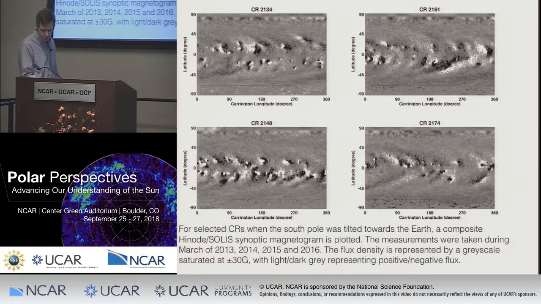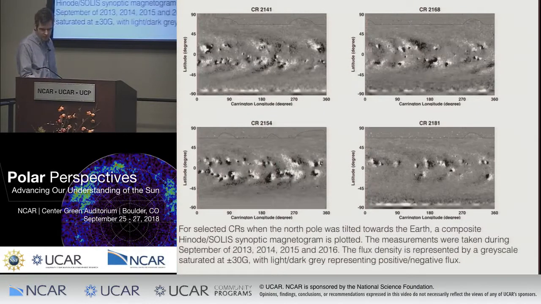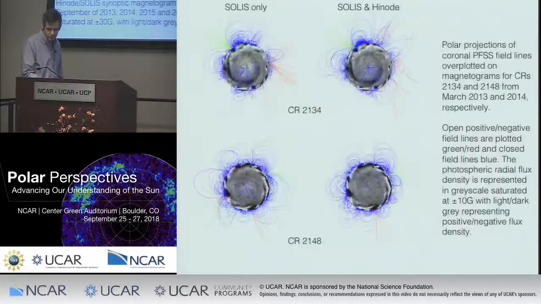If I go to the North Pole, which is much weaker, these are September 2013, 14, 15, 16. The North Pole was much weaker, so we could only pick up structures at the lowest of the latitudes observed by Hinode. We couldn't pick up much at all near the pole. I think this is just this foreshortening effect, the effect of spatial resolution.